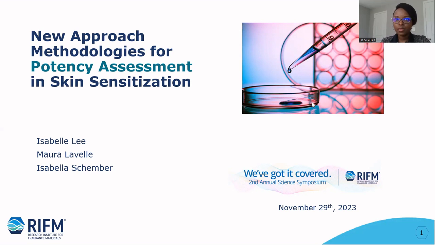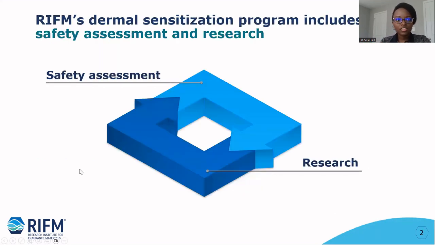Okay, let's get started. So I'll start by introducing us to the skin sensitization program. It is divided into two. You have the safety assessment and the research programs, and these two work hand in hand. So when we have questions within the safety assessment program, we answer them within the research, and within the safety assessment program, we are writing safety assessments on discrete materials and natural complex substances. And with the research, we do work like looking at the quantitative risk assessment methods or potency assessment.